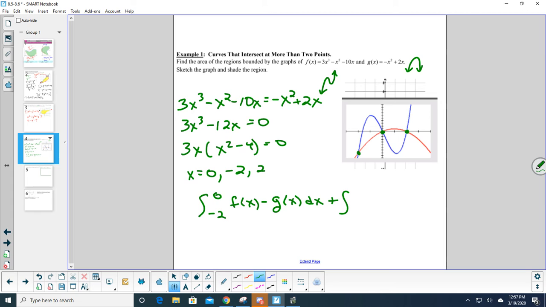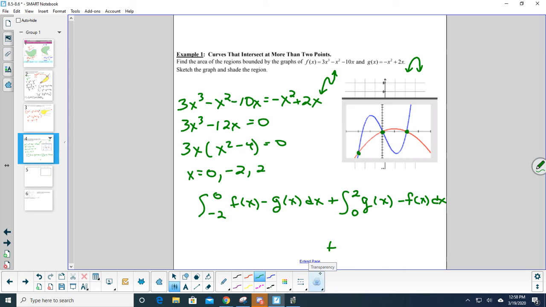And I'm going to add to it from 0 to 2. But this time, my red one is on top. So my quadratic goes first, and my cubic goes second. And then basically, you're going to do this side by itself, get an answer. You're going to do this side by itself, get an answer, and then you're going to add those two answers up.